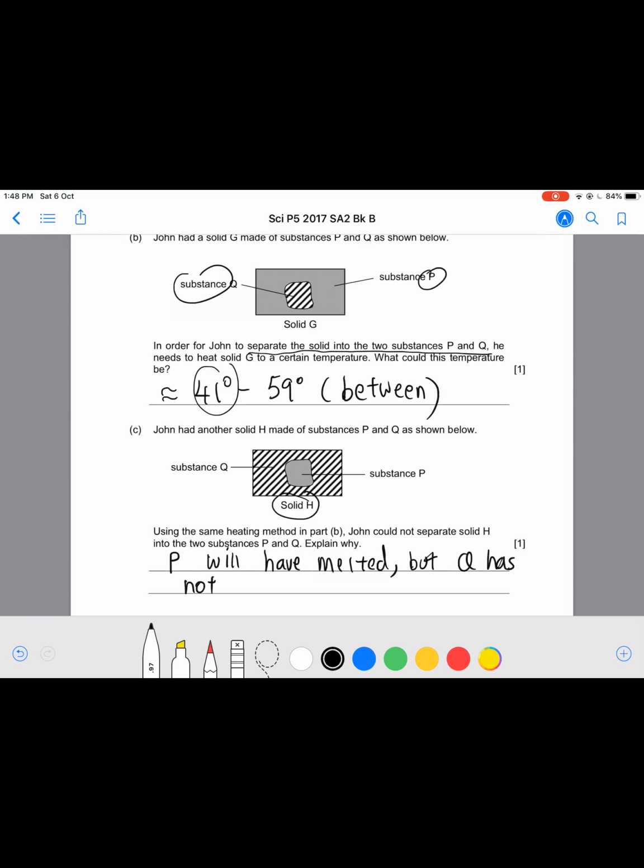Or if you want not to copy the question, it will be so Q is still a solid like H. That's a better answer because you don't copy the results. Remember, this is the result. You don't copy the results from the question. You have to think your own result because it's not melted, so it is still a solid, just like H. That's why it's not melted. Okay? Alright, question 35. Let's move on.